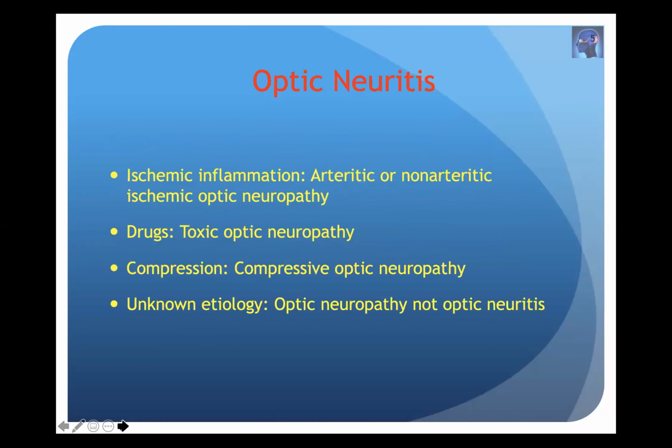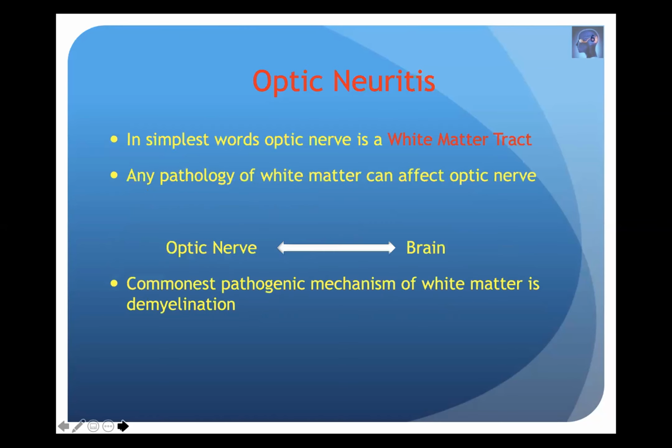If etiology of inflammation of optic nerve is ischemia, we call it arteritic or non-arteritic ischemic optic neuropathy. If etiology of inflammation is drugs such as hydroxychloroquine or toxin such as methyl alcohol, we call it toxic optic neuropathy. If the etiology of inflammation is compression or pressure on optic nerve, we call it compressive optic neuropathy. And if despite workup, we do not find any reason for inflammation, we call it optic neuropathy, not optic neuritis.